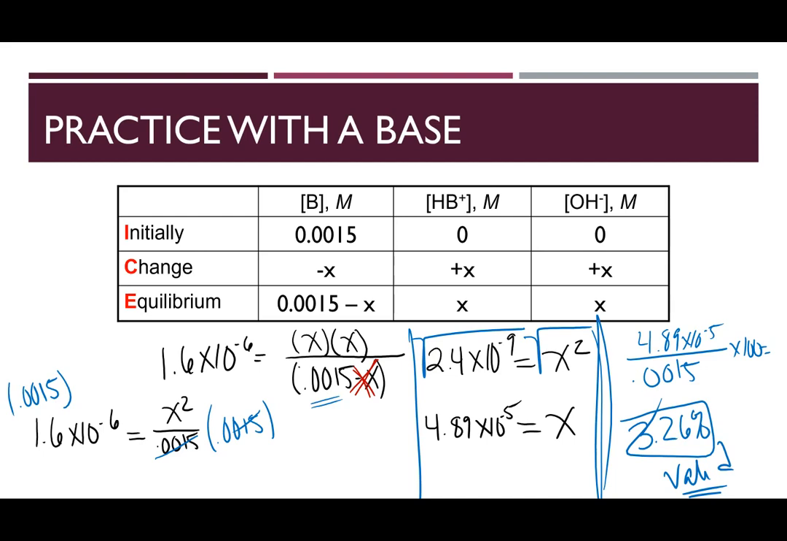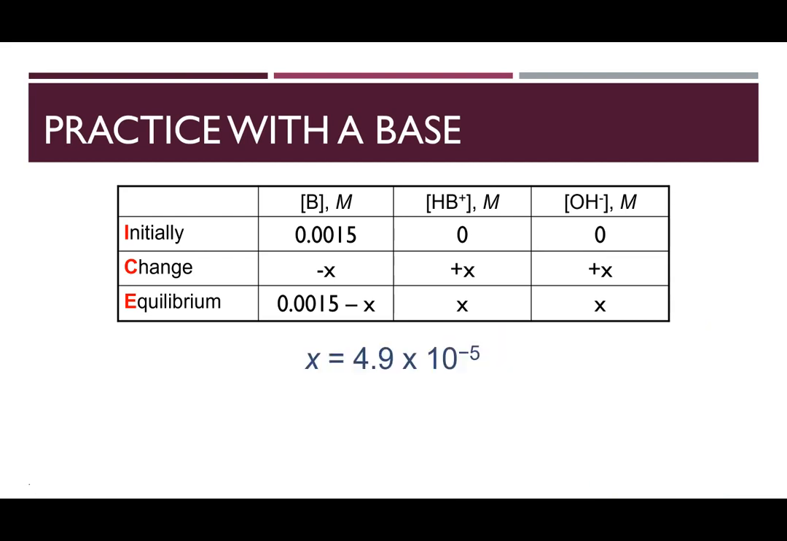All right, so we have a value for x. What's next? Now what do we do? So there's our value for x. That x, remember, is the hydroxide concentration. So the concentration of hydroxide equals 4.9 times 10 to the negative 5th. Now we need to take that from hydroxide concentration to pH.